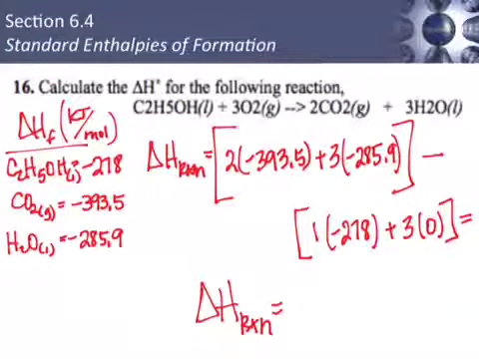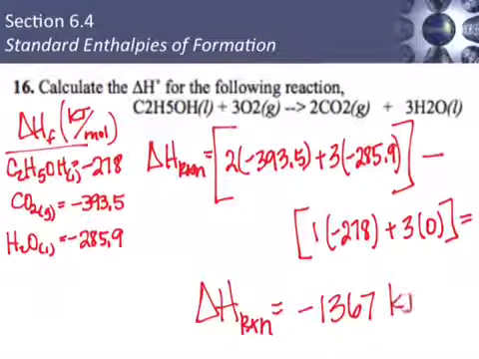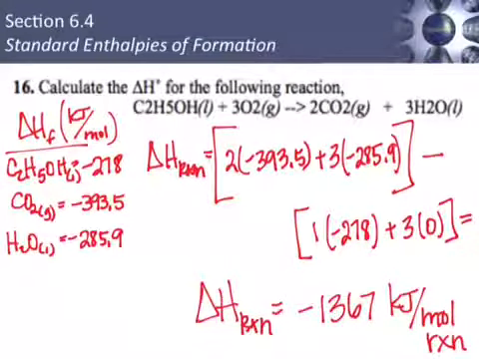Give me 4 sig figs. Negative 1366. Negative 1366.7 kilojoules per mole of the reaction. I always just put the reaction on my delta H. You don't have to put it, at least per mole though.